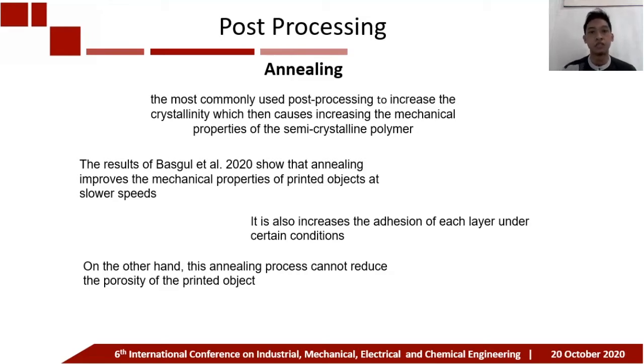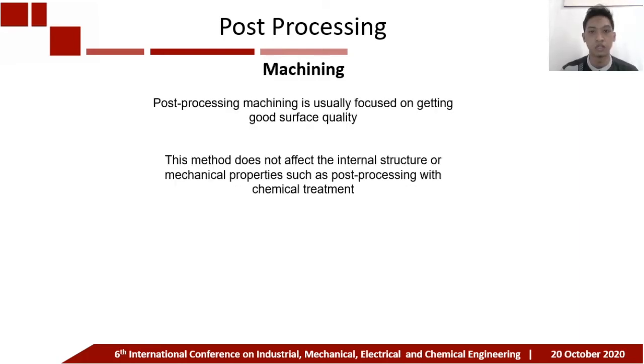The first post-processing is annealing. It is the most commonly used post-processing to increase crystallinity, which then increases the mechanical properties of semi-crystalline polymer. The result of Scholl et al. in 2020 shows that annealing improves the mechanical properties of printed objects at slower speed. It also increases the adhesion of each layer under certain conditions. On the other hand, this annealing process cannot reduce the porosity of the printed object.